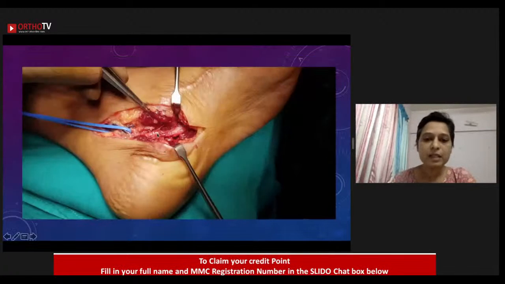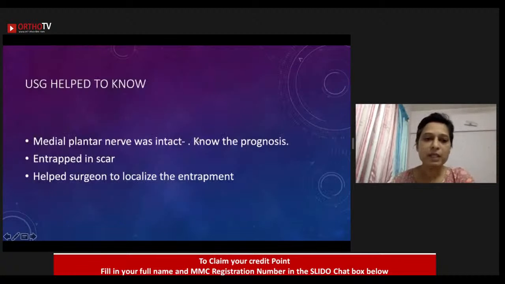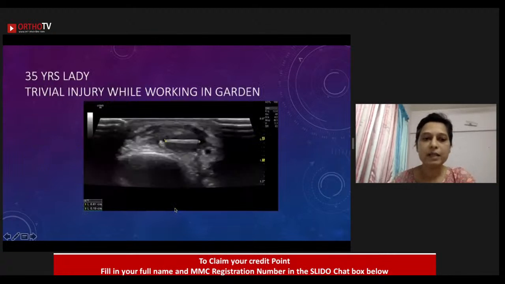You can see this is the posterior tibial nerve, the medial plantar nerve, which was all right. Neurolysis was done and the patient was relieved of his complaints. So ultrasound very well helps the surgeon to localize the entrapment of the nerve if it is there.